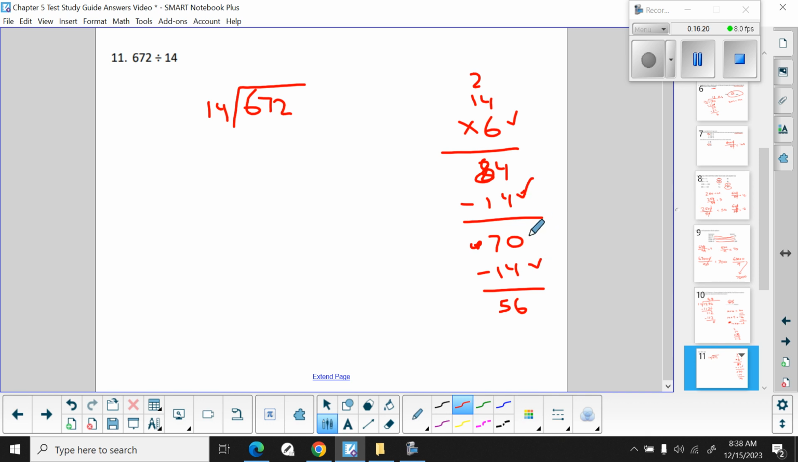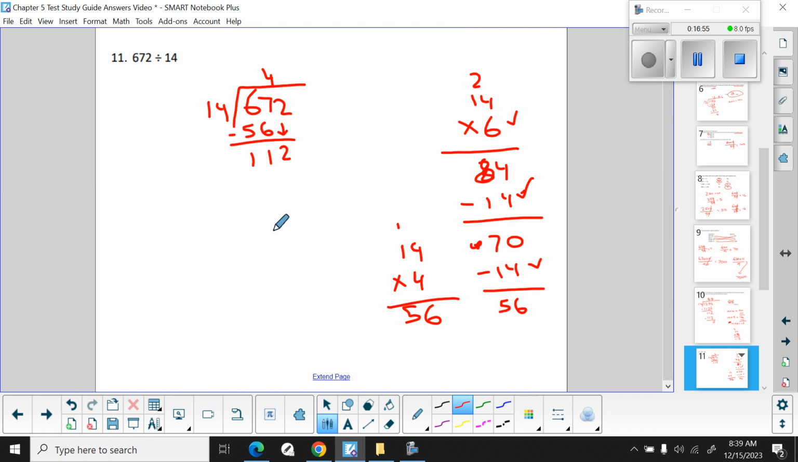I took away another 14, so that's 6 groups of 14 minus 1 minus 1. That would leave me with 4 groups of 14. So just to check that, 4 times 14: 4 times 4 is 16, carry the 1. 4 times 1 is 4 plus 1. Yep, 56, same answer. So 4 times 14 is 56, which means my remainder is 7 minus 6 is 1. 6 minus 5 is 1. And I bring down the 12.